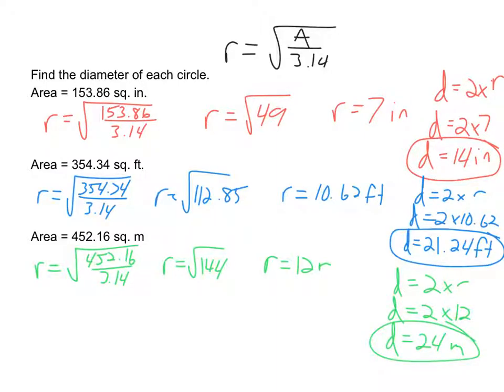So for the second one, you should have gotten that our radius is 10.62, and you got that by taking 354.34 divided by 3.14 and then taking the square root of that. To get the diameter, we take that 10.62 radius and multiply it by 2, giving us a diameter of about 21.24 feet. For the last one, we should have gotten a radius of 12 meters by doing 452.16 divided by 3.14 and then taking the square root of that. So to get the diameter, we take that radius of 12 meters and multiply it by 2, giving us a diameter of 24 meters.